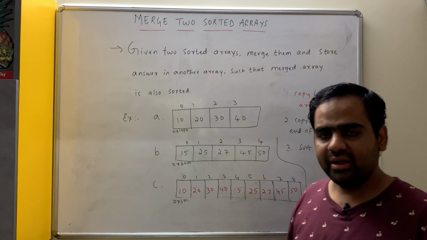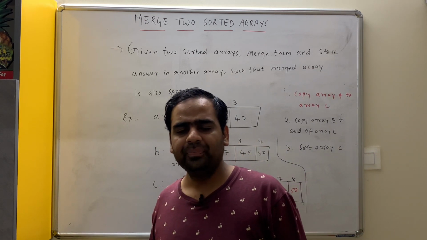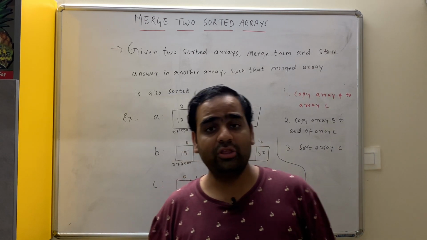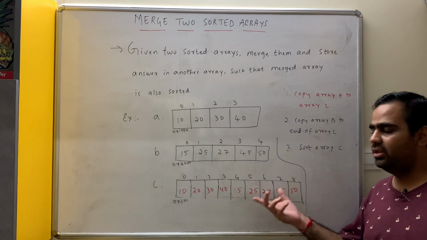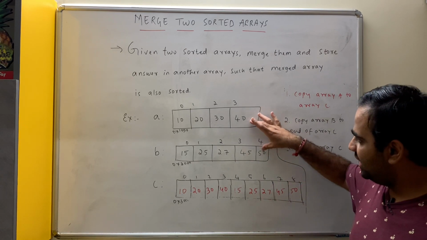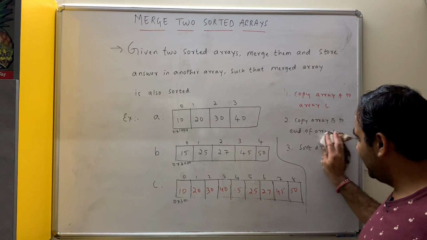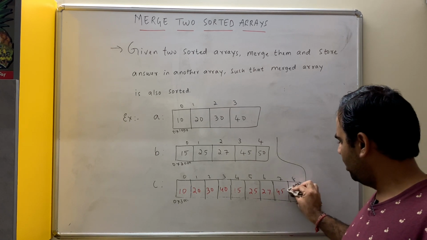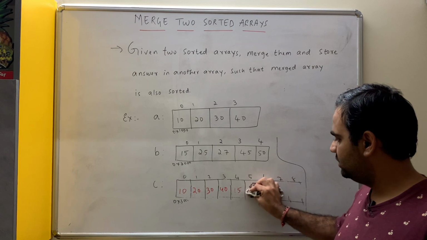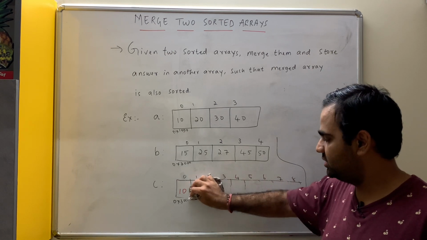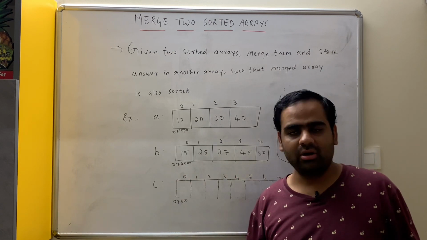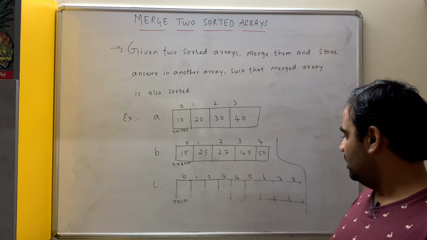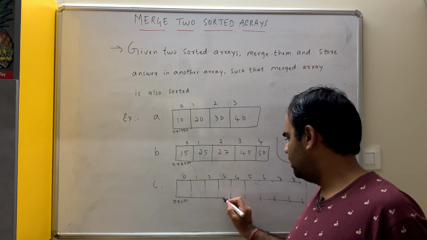This is an inefficient method. Now let us see how we solve this without needing to sort the final array, because the given arrays are sorted arrays. We can take advantage of that, and we can merge the sorted arrays. Okay, now what do we do again?